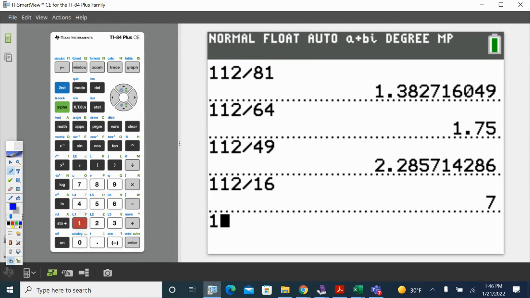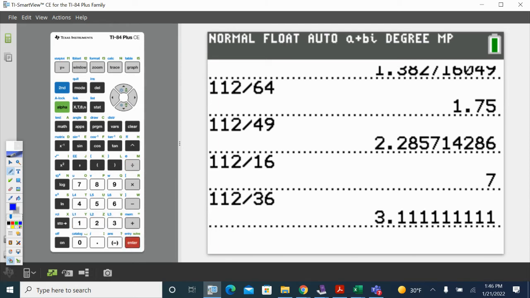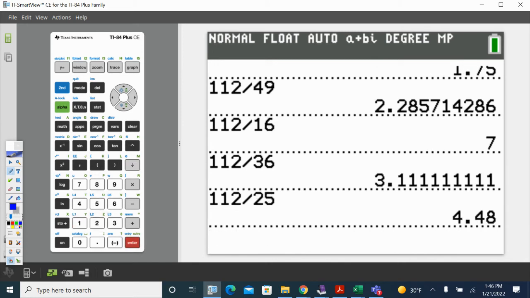And again, y'all, I shouldn't have skipped it. If I did divide by 36, it's not going to work. 112 divided by 25 is not going to work. So when I finally get to the 16 and I get a nice number like 7, a whole number, you're looking for that whole number. Think about your number systems. When you divide by a perfect square, you need a whole number. You don't need decimals here.